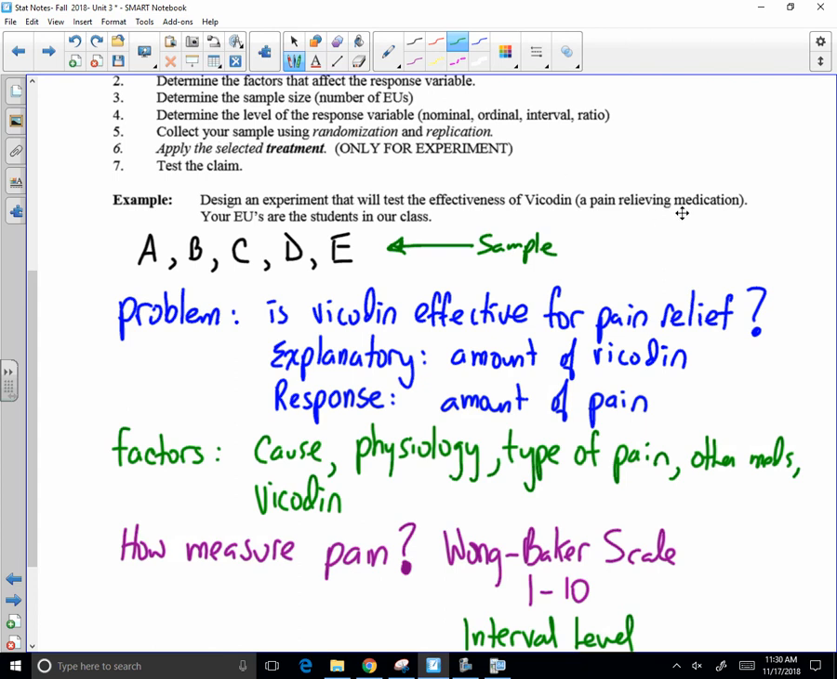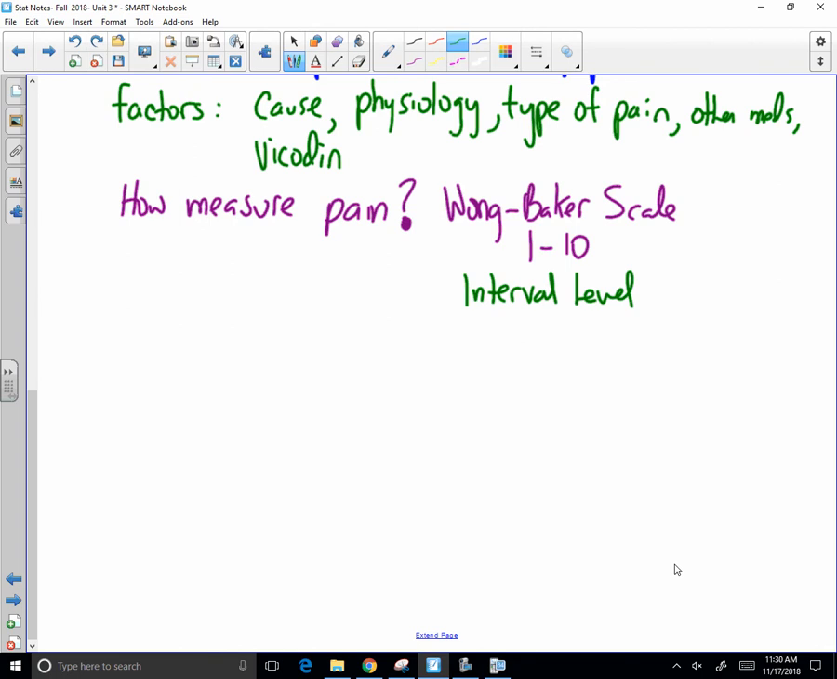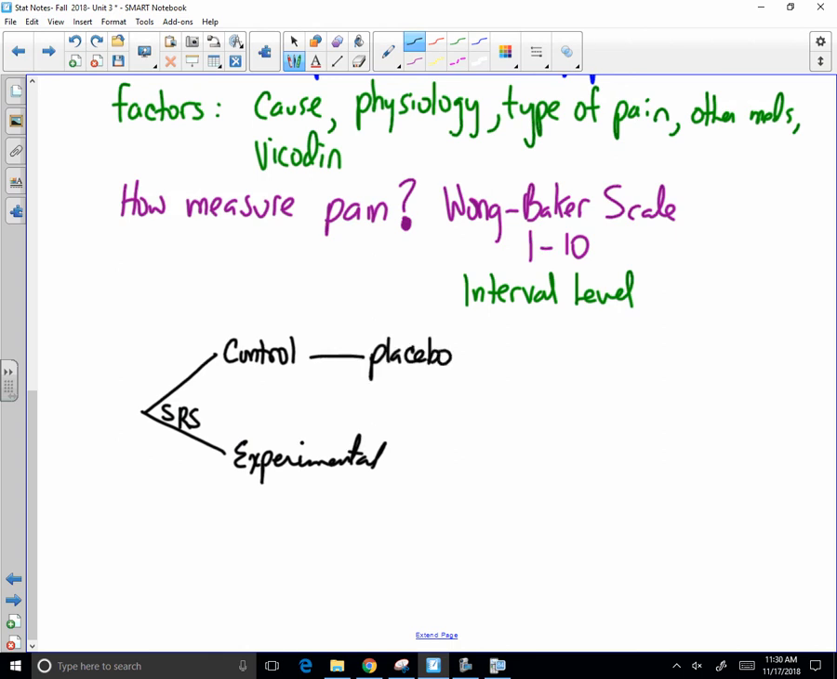Collect your sample using randomization and replication. All right, so that's the fun part. Not fun as in hard, but fun as I think is fun. We'd want to break our group into a control and an experimental group. And we do that by a simple random sample. The control gets a placebo. The experimental group gets the Vicodin. In each case, we're going to measure pain.